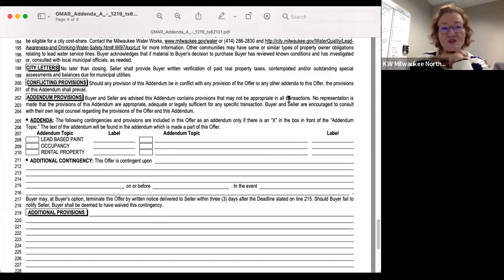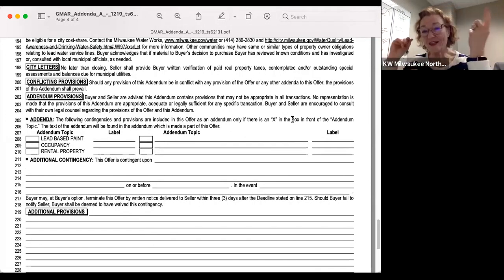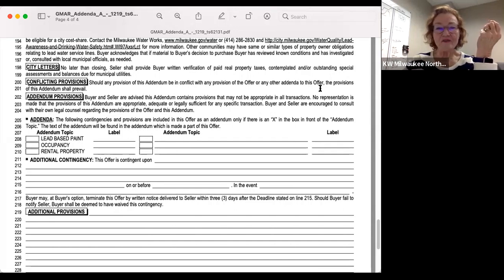Conflicting provisions: should any provision of this addendum be in conflict with the provision in the offer, this is important, or any other addenda to the offer, the provisions of this addendum shall prevail. So if there's any conflict with what you wrote in the offer to purchase, what's in here is what will prevail in the court.